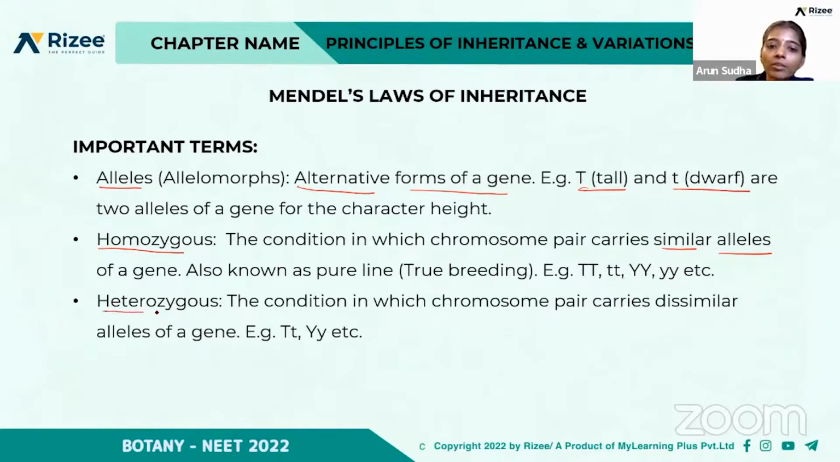And what is called heterozygous? The condition in which the chromosome pair carries dissimilar alleles. That is, T and t. One will be of one type, the other will be of the other type. That is the alternative form of a gene, right? So that is called the heterozygous form.